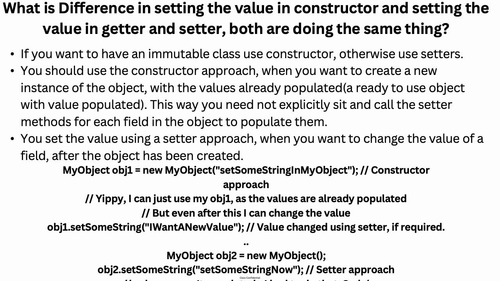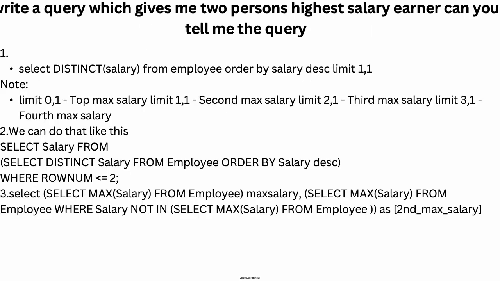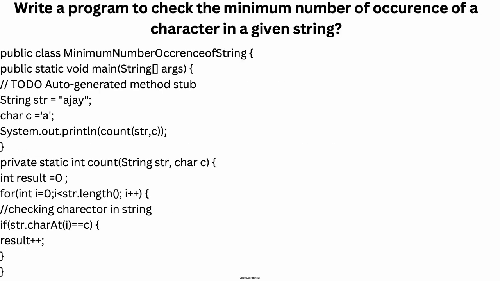In a banking company, you will be asked many database related questions, and a few questions may be around writing a SQL query. This is a mostly asked interview question: we have two tables and we need to write a query which gives the person with the highest salary. Can you tell me the query? So these are the three ways from which we can fetch the highest salary earner.